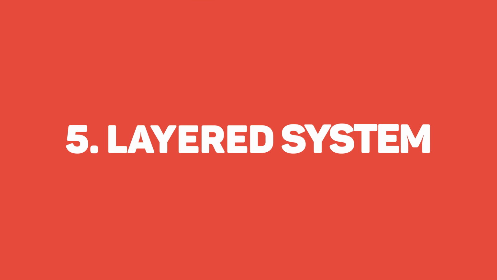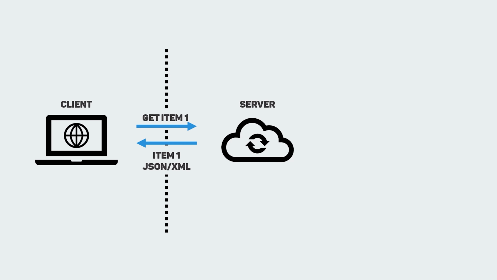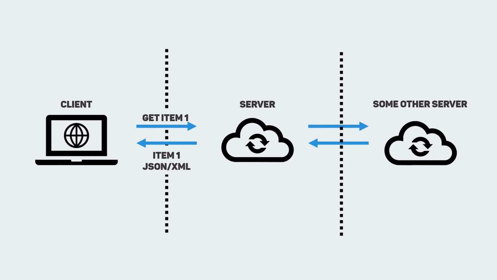Principle 5. Layered system. This principle states that it should be a layered system that organizes each type of server into hierarchies invisible to the client. So say that our server relies on some other server to process a request. Well, this shouldn't matter to the client. In this way, we hide all of the underlying complexity that is required to process a request.